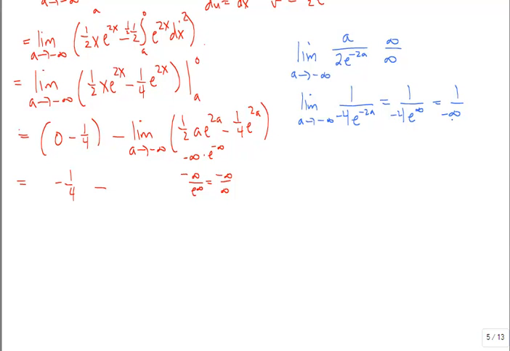So 1 over something really, really big is going to get really, really small. So this is going to go to 0. So that's this. This part goes to 0. Now let's take a look and see what this limit does.